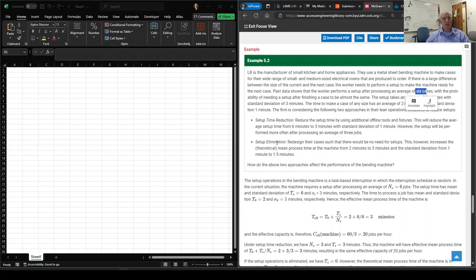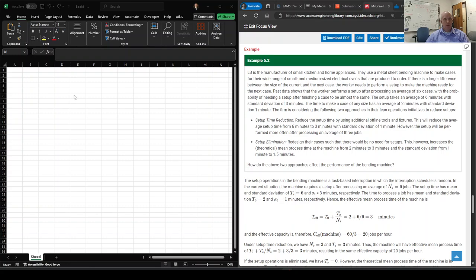Setup elimination is the second approach. Redesign the cases such that there would be no need for setups. This, however, increases the theoretical mean process time at the machine from 2 minutes to 3 minutes and the standard deviation from 1 minute to 1.5 minutes. How do the above two approaches affect the performance of the bending machine?